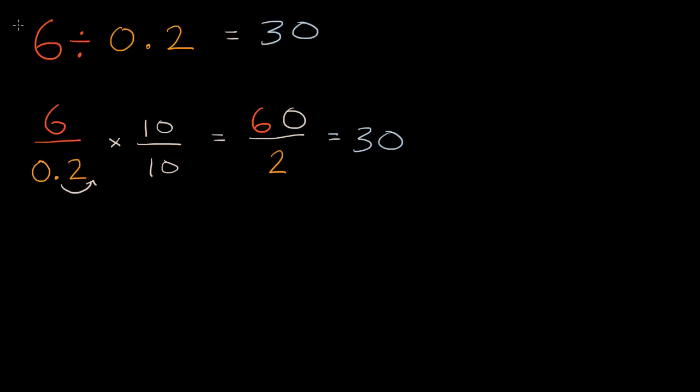Now another strategy is you could have thought of all of these numbers in terms of tenths. You could have said this is 6, or let me be careful, this is 60/10. 6 is 60/10. So 60/10 divided by 2/10. Well, I have 60 of something, and if I were to divide it into groups of 2 of that something, I would have 30 groups. That's going to be equal to 30.